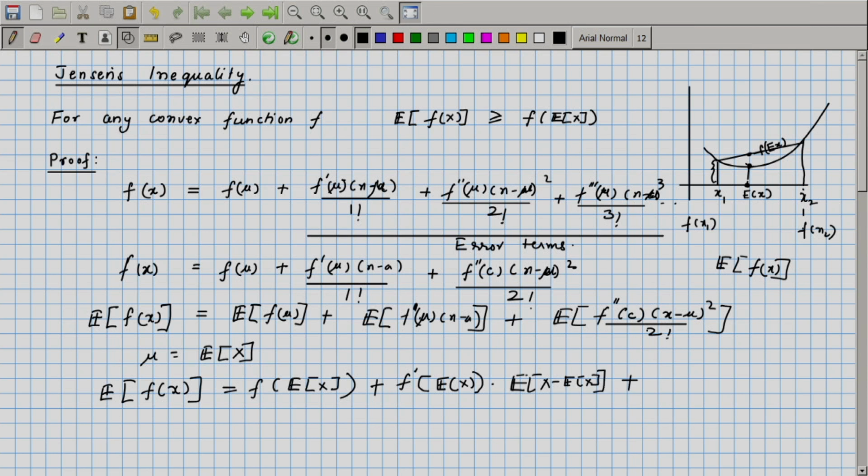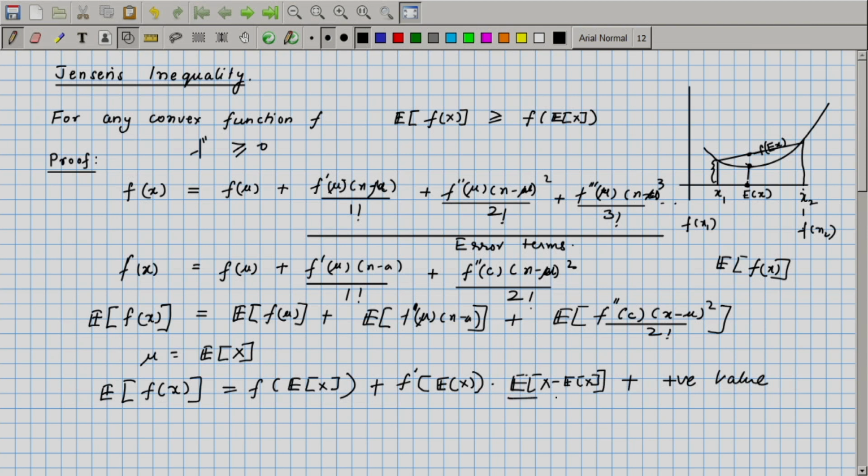plus, now since it is a convex function, f prime c is going to be a positive value. Convex would essentially mean f double prime is going to be greater than or equal to 0. So, this quantity is going to be positive and x minus mu whole square by 2 factorial, that is also going to be positive. So, we will call this as a plus a positive value.